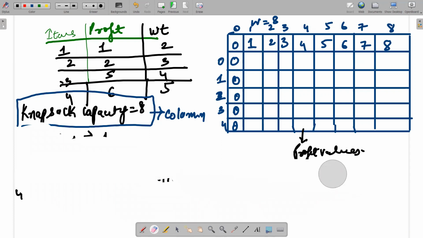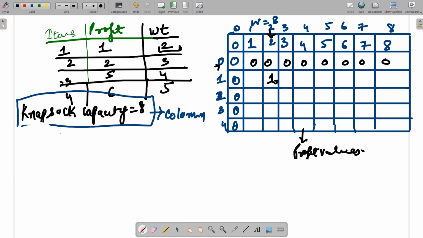So the profit values are supposed to be added in this way. Now, let me get the entire result. How is the result going to be calculated? Firstly, the zeroth item is there. It will not have any profit, so I'll put all the values as zero. This is an initializer. Now the first item gets inserted into the bag. Just check the weight of that item. The weight of the item is 2. So whenever I reach weight 2, I have to fill in the profit value of item 1, which is 1.